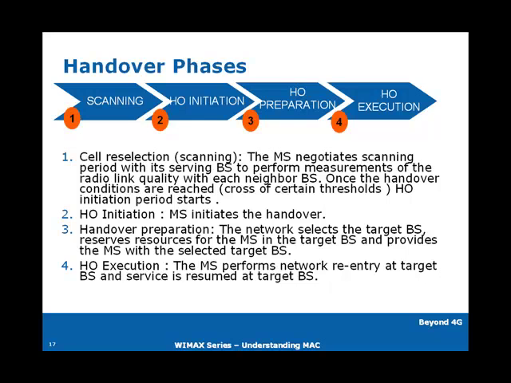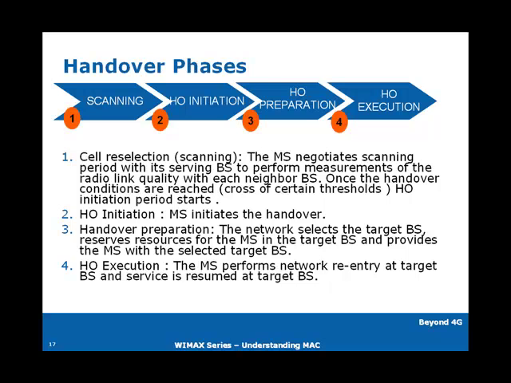So let's understand the handover in phases. There are four phases for a mobile WiMAX handover, hard handovers specifically. The first phase is called the scanning phase, and after that the mobile station does a handover initiation phase, and then handover preparation, and then handover execution.